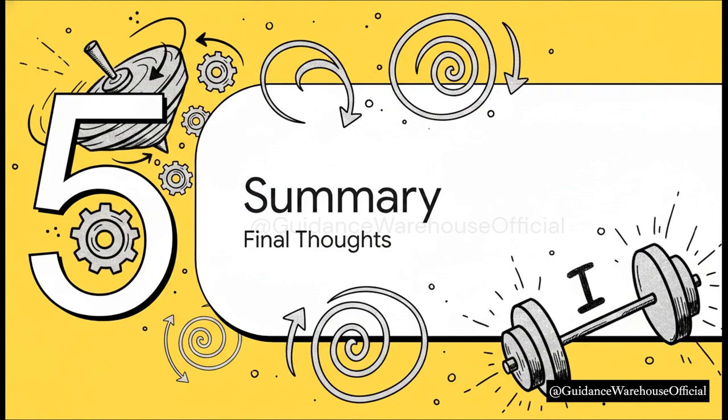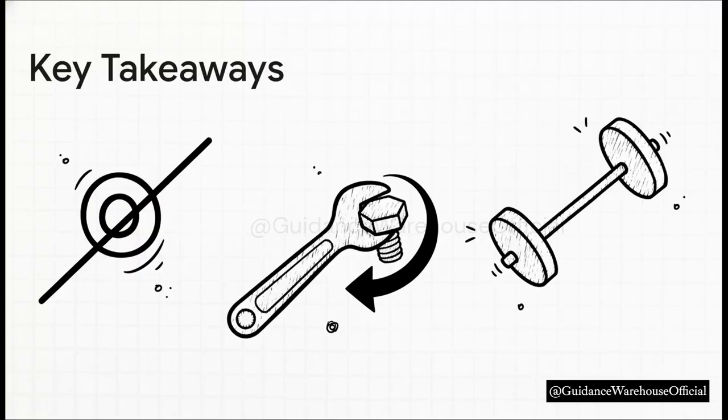Section 5. Summary and final thought. Before we wrap up today, let's quickly lock in the key takeaways. First, rotational dynamics perfectly mirror linear dynamics. Second, torque is the ultimate cause of angular acceleration. Third, moment of inertia depends heavily on mass distribution. Pushing mass farther from the pivot drastically increases its resistance. And finally, our master formula rules it all. Net torque equals moment of inertia times angular acceleration.